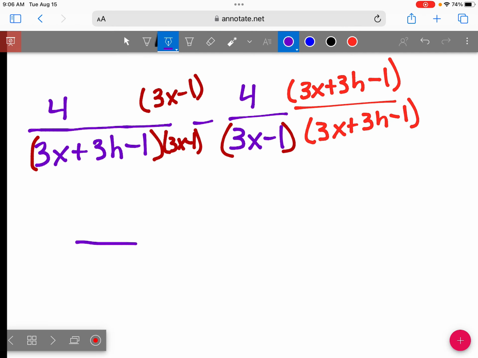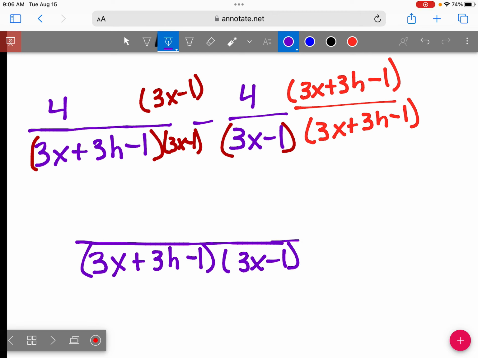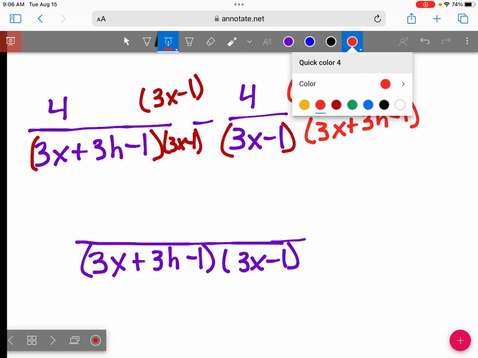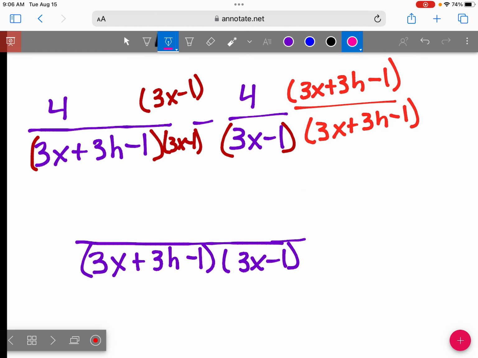What that gives us is a common denominator of 3x plus 3h minus 1 times 3x minus 1. So we have that common denominator. And what we're going to do is kind of do our distributing at the same time. So we have 4 times this guy. 4 times 3x gives us 12x minus 1. And what's up? 4.